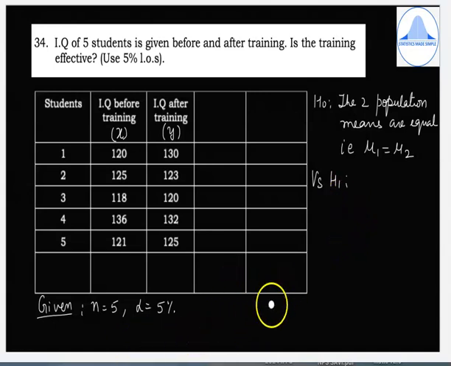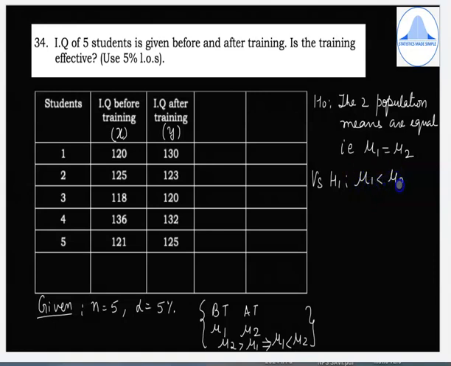We have to write H1 based on the problem. So let me give the explanation here within brackets. So before training, the mean IQ, I'll denote it as mu1, and after training, the mean IQ is denoted by mu2. So the question they are asking is whether the training is effective. So whether the training is effective means they are asking whether mu2 is greater than mu1. In other words, we have to check whether mu1 is less than mu2. So our H1 will be mu1 is less than mu2.